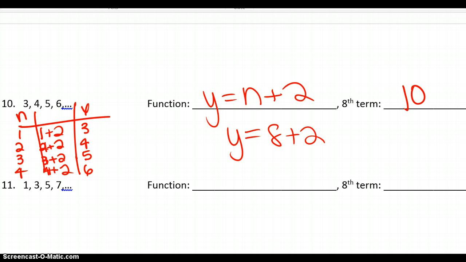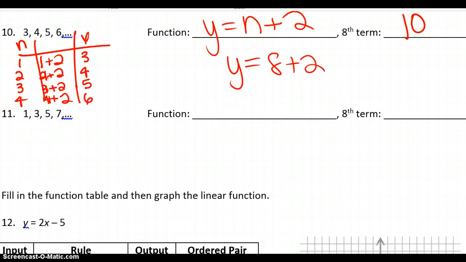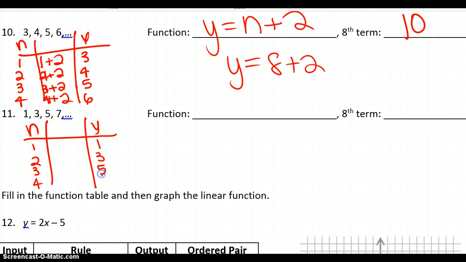Number 11, this one's kind of tricky. The sequence is 1, 3, 5, and 7, and I need to find the function. So n is 1, 2, 3, and 4. Y is 1, 3, 5, and 7. And I need to figure out how I get from 1 to 1, 2 to 3, 3 to 5, and 4 to 7. So I know I need to multiply each of these by 2.